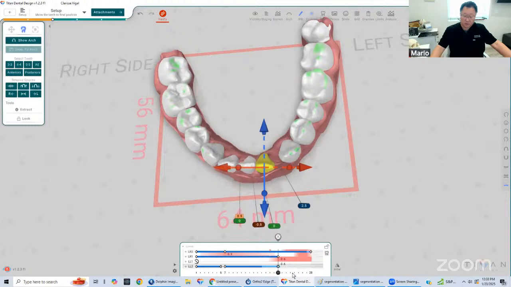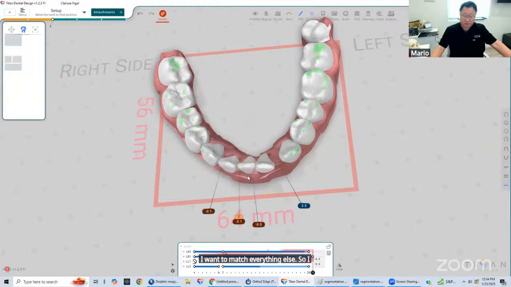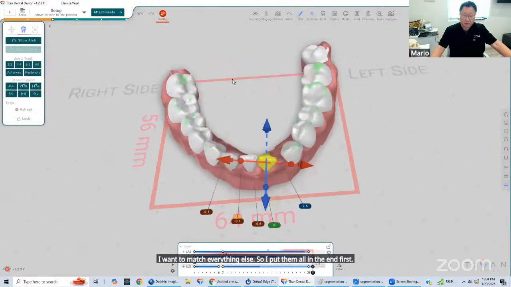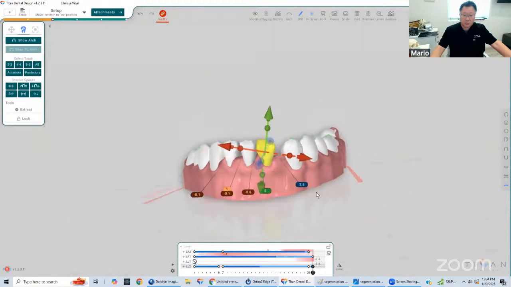Once I get that, I want to match everything else. So I put them all in the end first. So put all at the end.